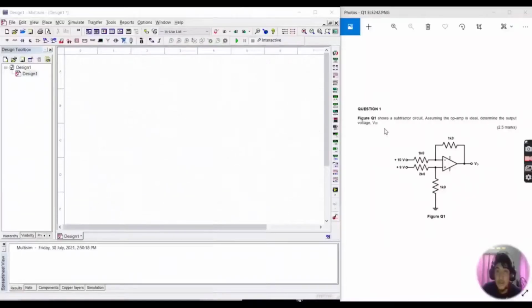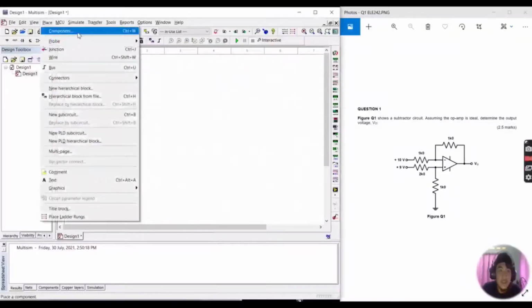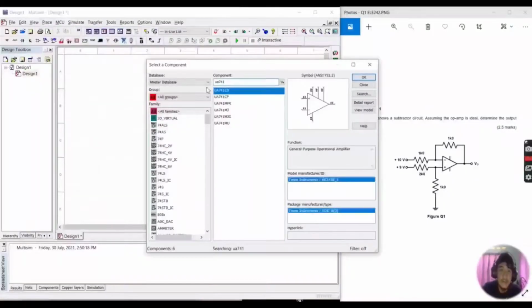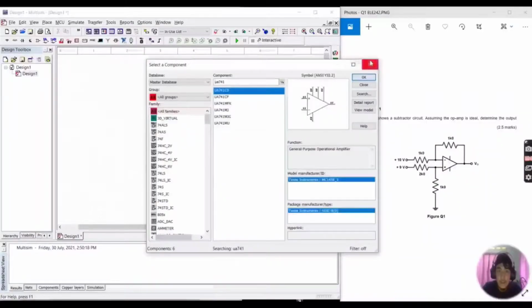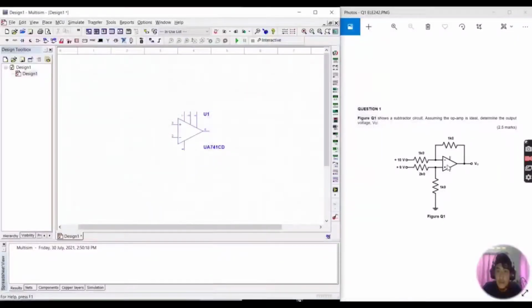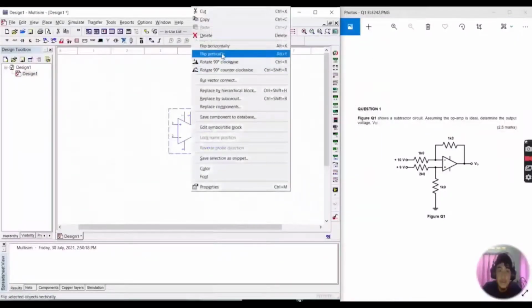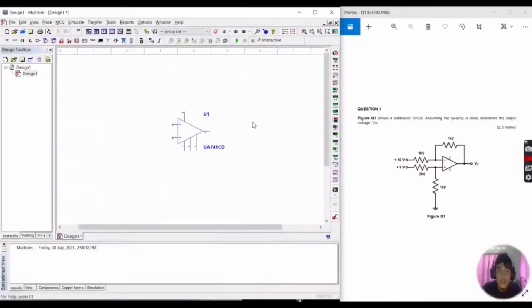Okay, question 1 says figure Q1 shows a subtractor circuit. Assuming the op-amp is ideal, determine the output voltage. Okay, this is the output voltage. Okay, I will do the simulation. So the first one is we take the op-amp and then, as you can see here the polarity is different, so we need to flip vertically.